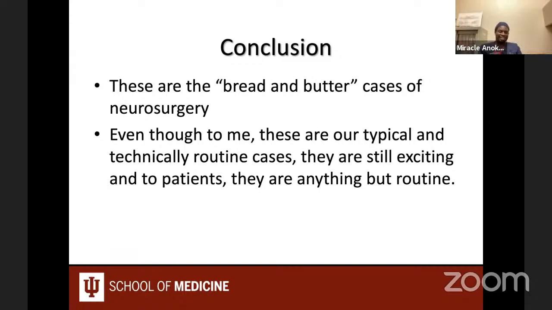Of course. Again, this is just a general overview of neurosurgery and what we do on a daily basis. So if that makes you guys excited and you love it, then you should definitely do neurosurgery.